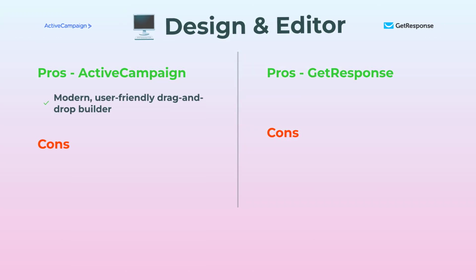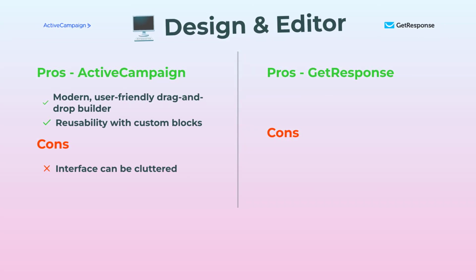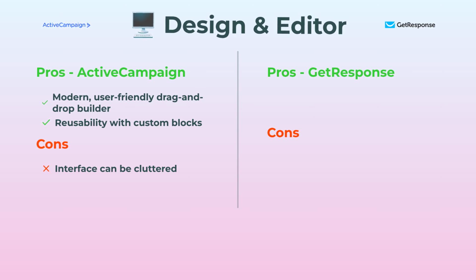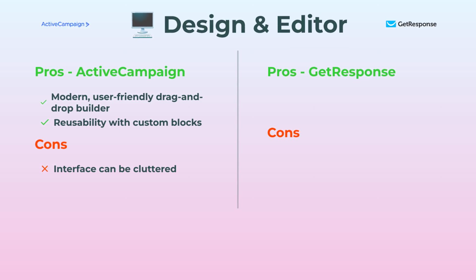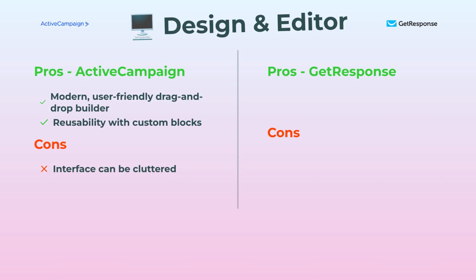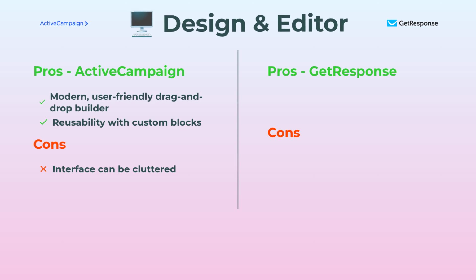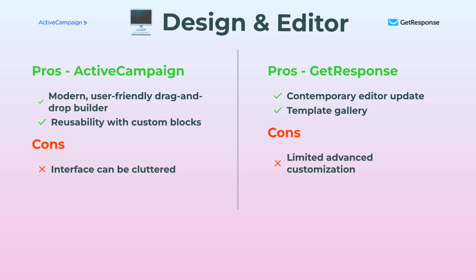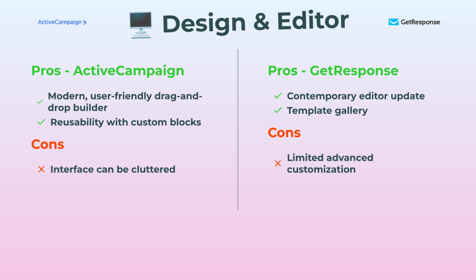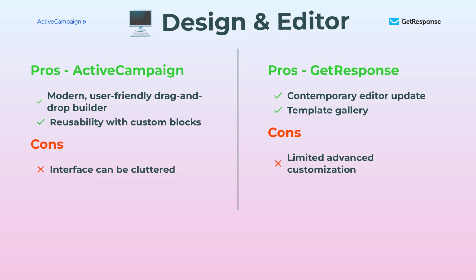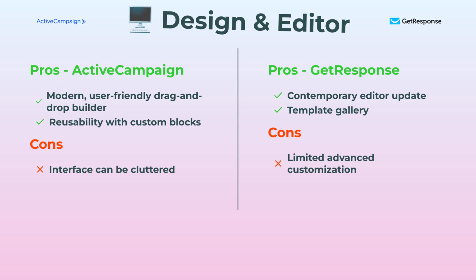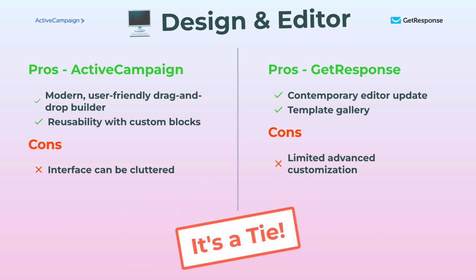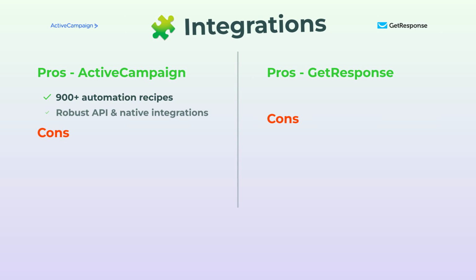All right, time for design and editor. Design lovers, listen up. So both platforms have stepped it up in recent years. ActiveCampaign is rocking a modern drag-and-drop editor, plus the ability to save custom blocks and reuse them, which is neat. I will say, sometimes the interface gets a bit crowded, and you might find yourself hunting for stuff. GetResponse? Their editor update is genuinely slick, and they also give you a decent template gallery. The only real downside is if you need fine-tuned, advanced customizations. That's where you'll feel a little boxed in. All in all, this category is just too close to call. A straight-up tie.